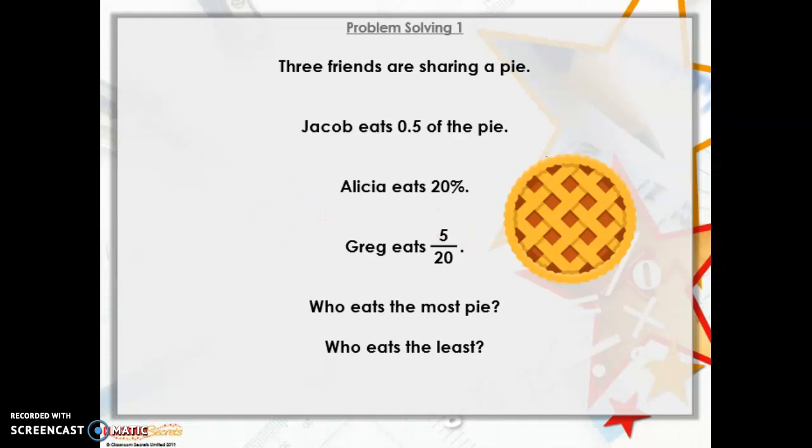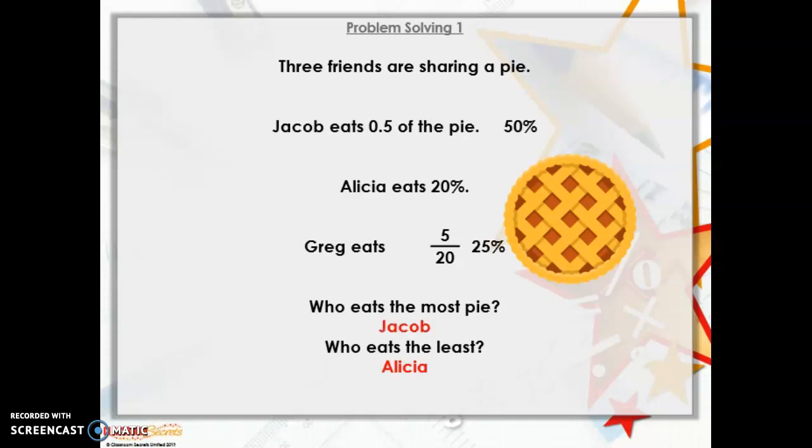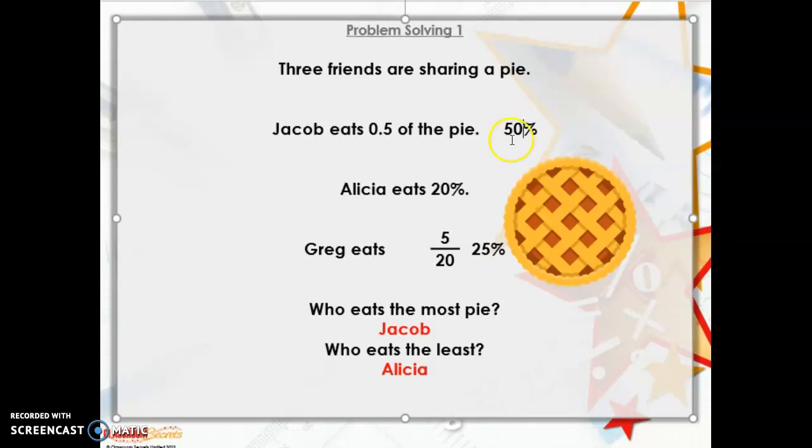Okay, I converted mine to percentages. So Jacob's 0.5 is 50%. Greg's 5/20, I times the top and the bottom by 5, making it 25 over 100, which is 25%. So now that they're all in percentages, I can see quite clearly that Jacob eats the most and Alicia eats the least pie.